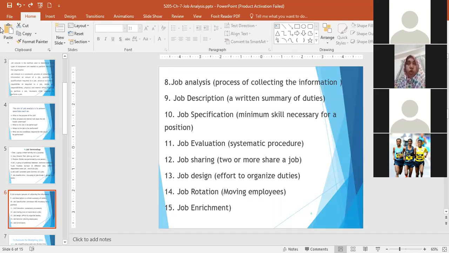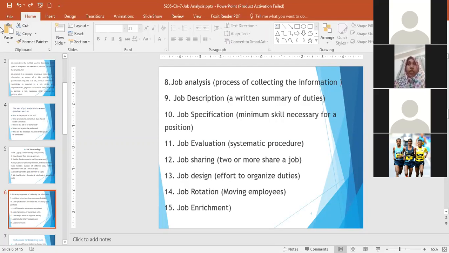And then number 14 is job rotation. What do you mean by job rotation? Moving employees within an institution. Sometimes one employee moves for a short time, not permanently, maybe for 1 week or 1 month. One person moves to another job, another duty, and you have to perform another duty temporarily. This one is job rotation.